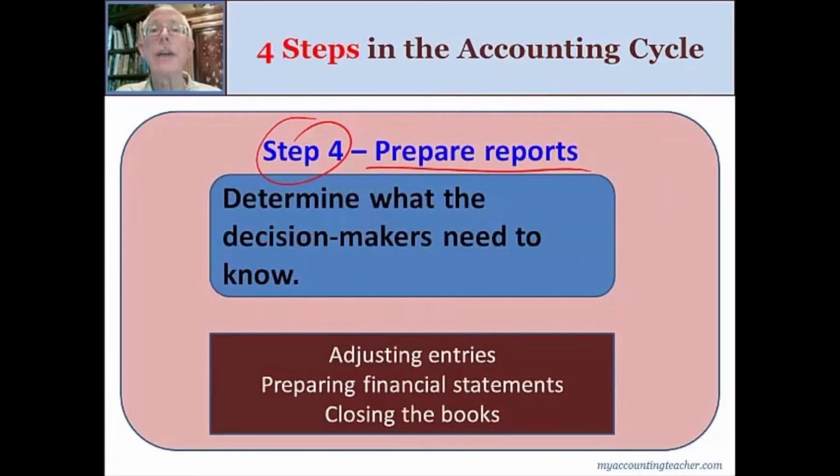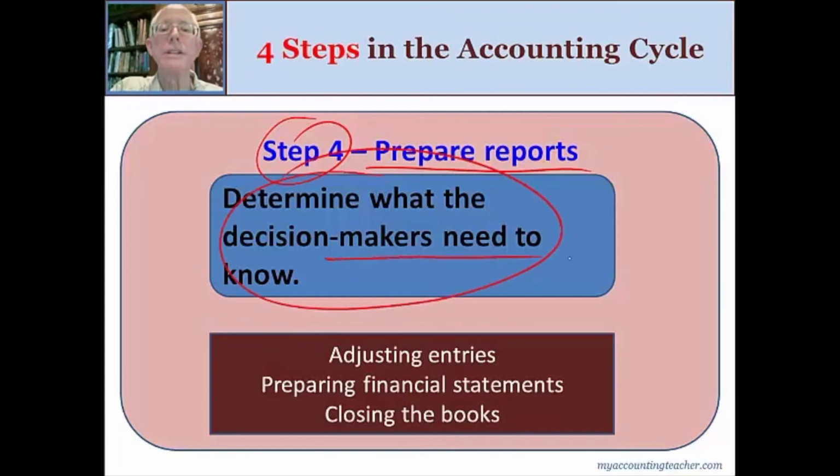See, it's great to gather all this data. That was fun. That was really fun. But now we have to determine, what do the decision makers need to know? And we have to then prepare the report so the decision makers can have the information in their hands to make the decisions. In an accounting sense, we're going to do some adjusting entries. Wow, you're going to love adjusting entries. And prepare the financial statements, the balance sheet, the income statement, and the statement of cash flows. And then we're going to close the books so we can be ready to do it next year all over again. 4 steps in the accounting cycle.